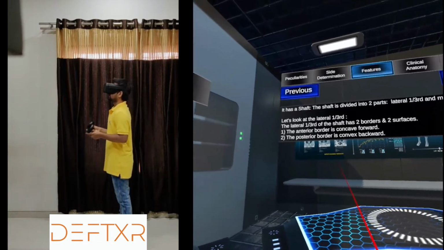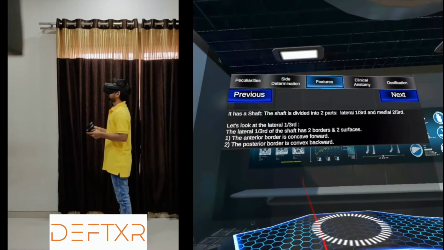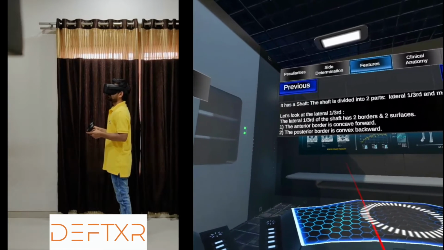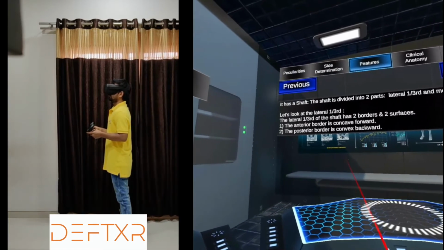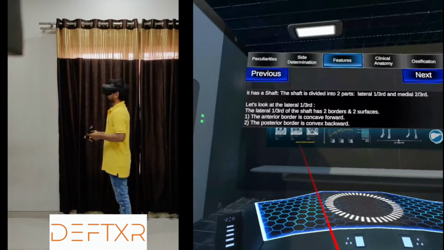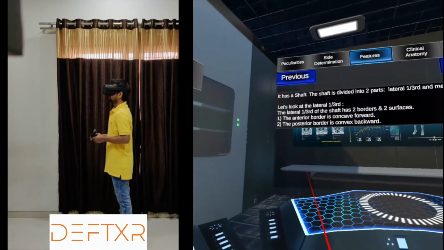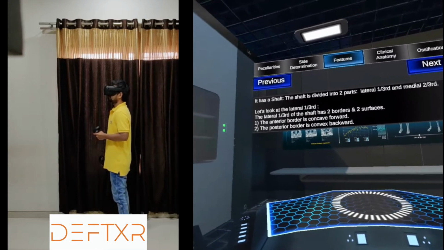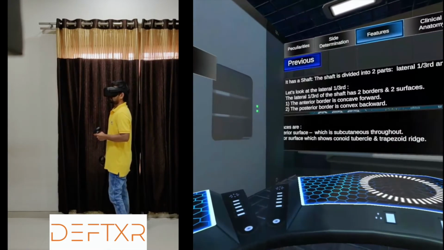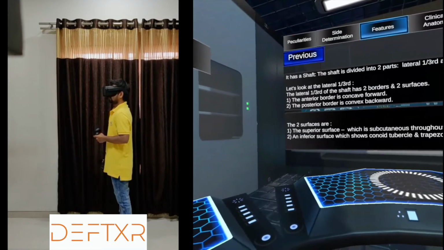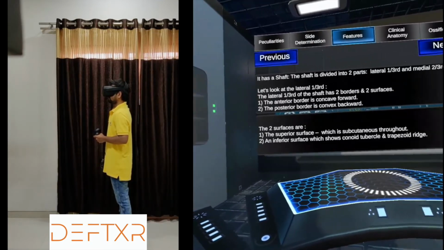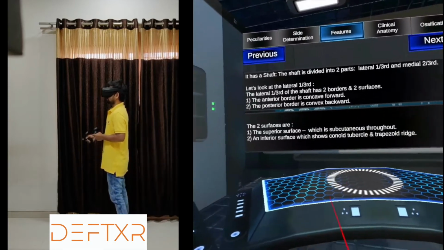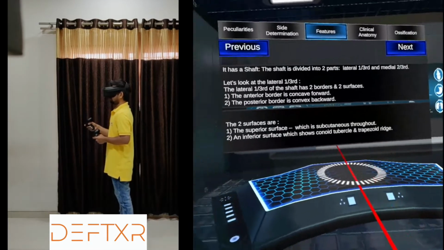It has a shaft. The shaft is divided into two parts, lateral 1/3 and medial 2/3. Let's look at the lateral 1/3. The lateral 1/3 of the shaft has two borders and two surfaces. 1. The anterior border is concave forward. 2. The posterior border is convex backward. The two surfaces are: 1. The superior surface, which is subcutaneous throughout. 2. An inferior surface which shows the conoid tubercle and trapezoid ridge.